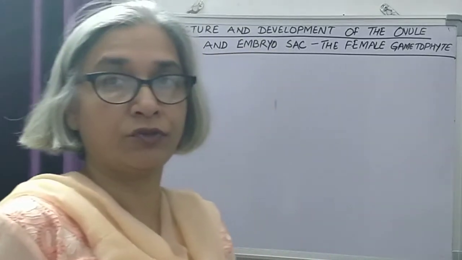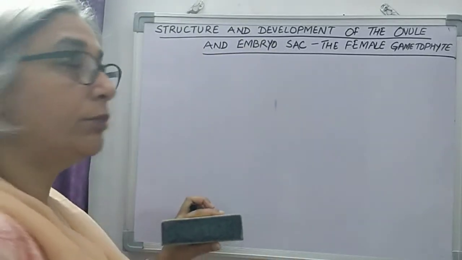Now that we have seen the structure of the male gametophyte, we move on to the structure of the female gametophyte. Before I begin with that, first and foremost let us quickly revise the structure of the female part of the flower, that is the carpel or the pistil.